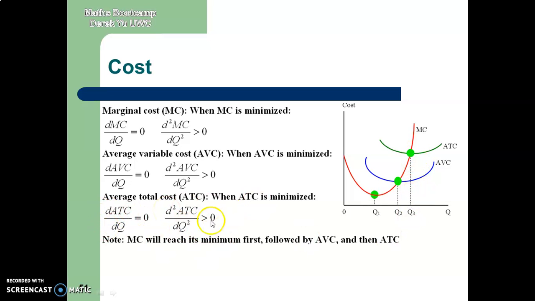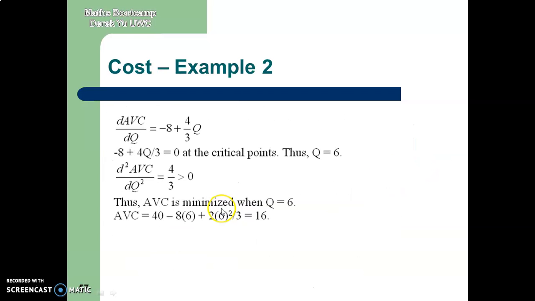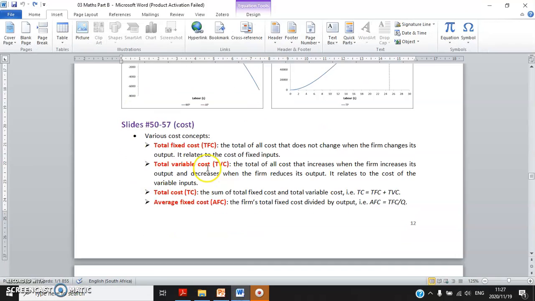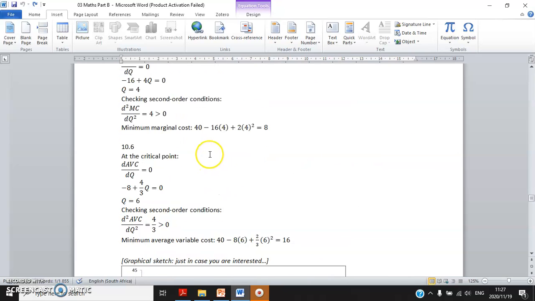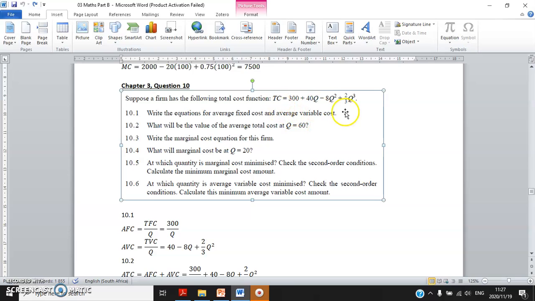Okay, and marginal cost will be minimized first, followed by AVC, and then finally average total cost, which we won't cover in this bootcamp. Okay, and then there are examples on the slides, but I don't want to waste time on these examples. They are very comprehensive, so I rather want to do one question. Okay, question 10. This is total cost.